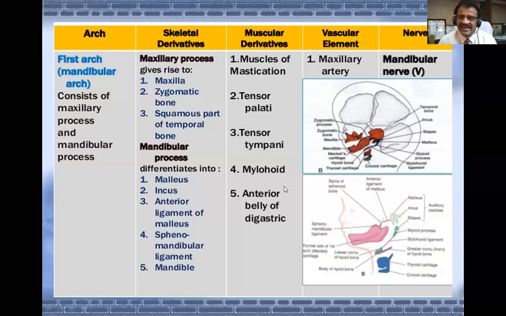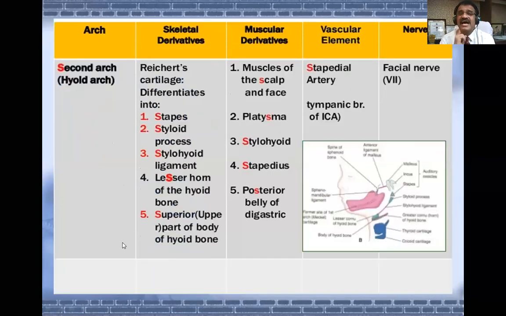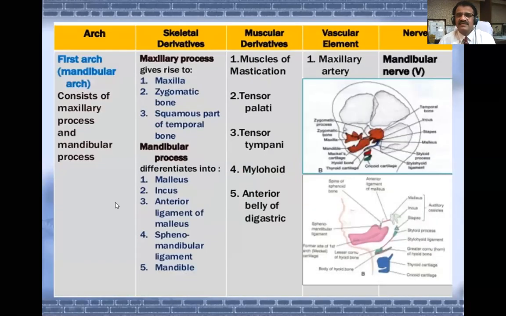You have not studied anatomy of head, face, neck, brain, so you will not understand everything right now. But remember that the first arch gives derivatives which consist of the maxillary process and mandibular process. Now here you can see the second arch is the hyoid arch. The first arch you can see is the mandibular arch. Mandibular means this mandible portion. Next is just below, the hyoid arch, this portion.